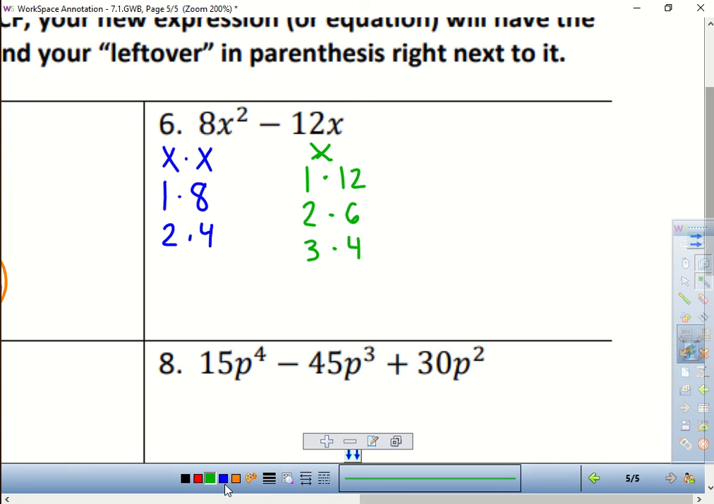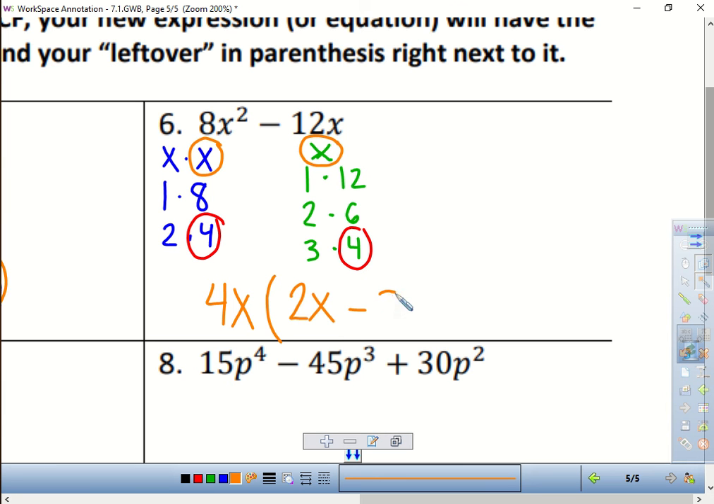So we're going to find the biggest number they have in common, which is the 4. And then how many x's do they have in common? Just 1. So the other x has to stay behind, right? So what can we factor out of this? A 4 and an x. And then what's left is 2x minus 3.